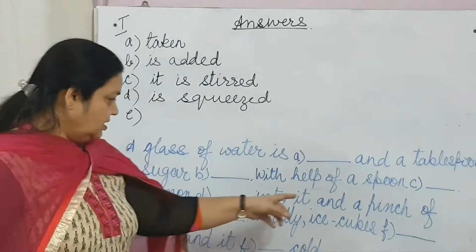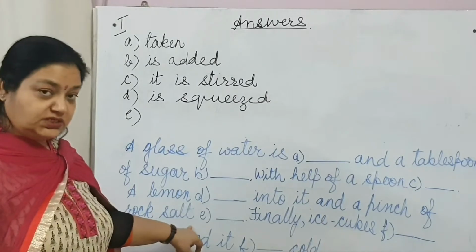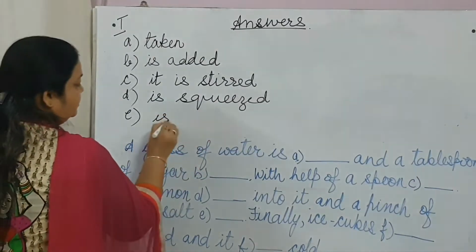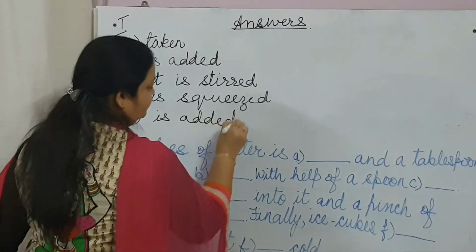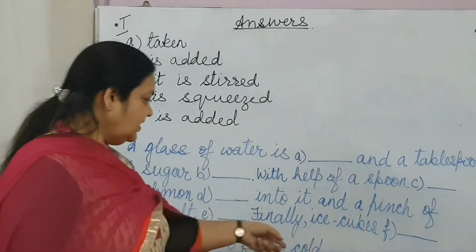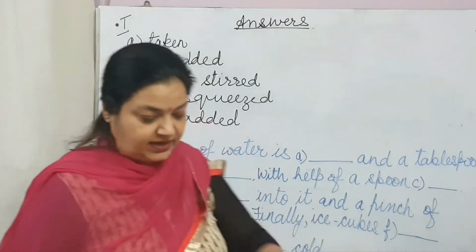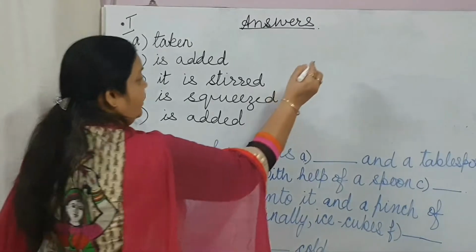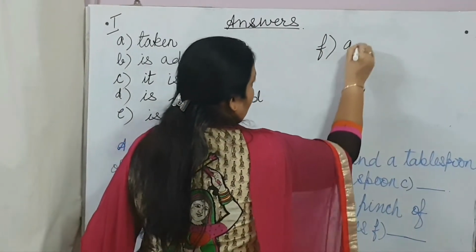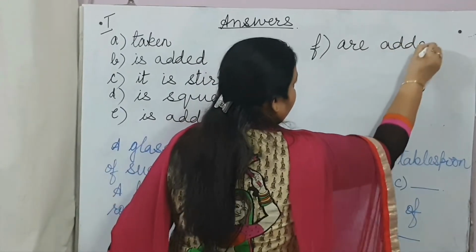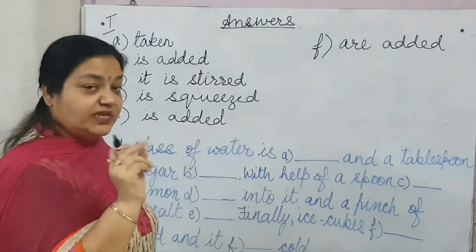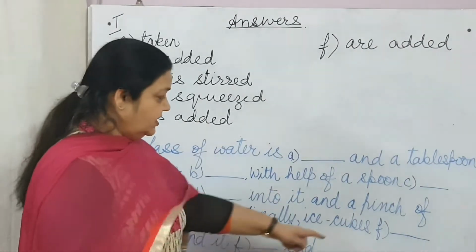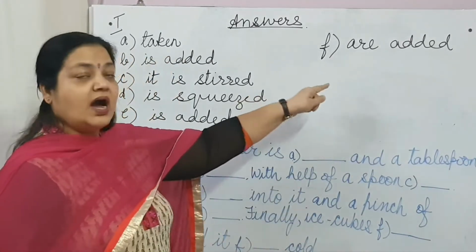Then you have a pinch of rock salt. The instruction said add a pinch of rock salt. So a pinch of rock salt is added. Simple. Finally, ice cubes. The instruction said add 2 or 3 ice cubes. So where it is ice cubes, I will have to write are added. Now see, I told you that the helping verb is or are is added according to the subject, the number of nouns in the subject. Here I have ice cubes, so I am writing are added.